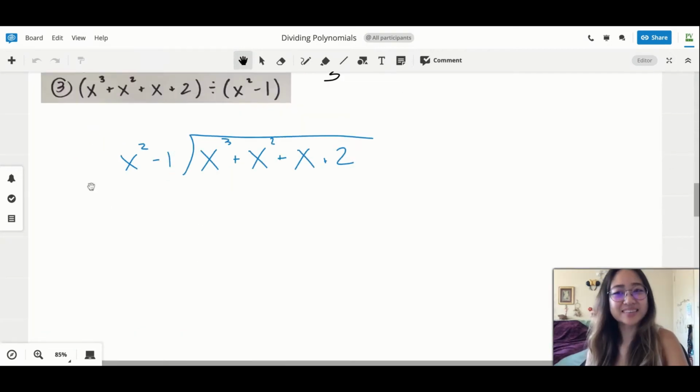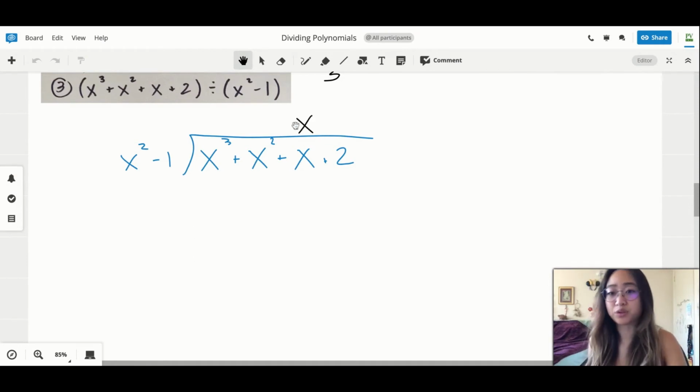Okay, so our last long division problem, number 3. x cubed plus x squared plus x plus 2 divided by x squared minus 1. So we can go ahead and go straight into it. What do we need to multiply to x squared to give us x cubed? We know that we need to multiply it by x.